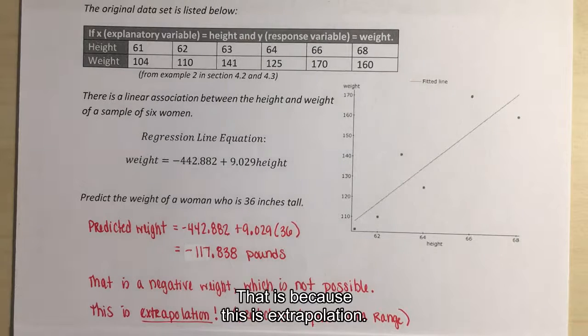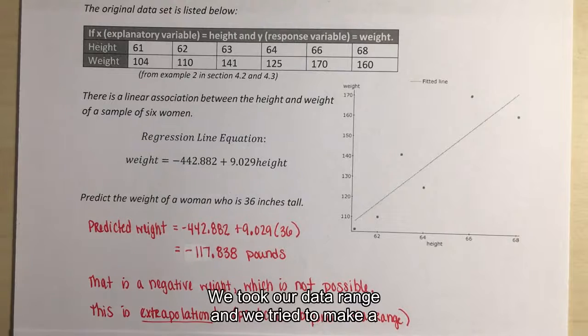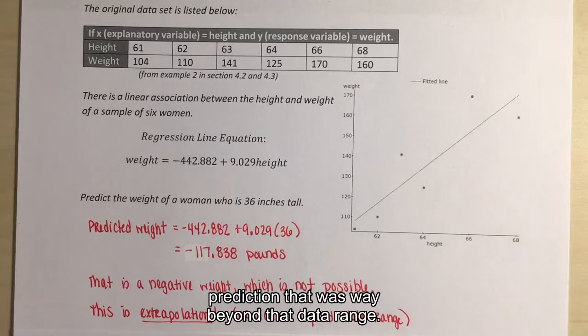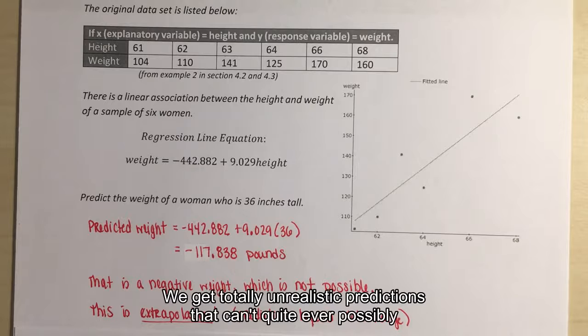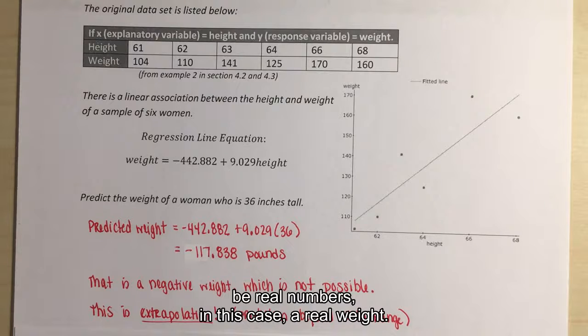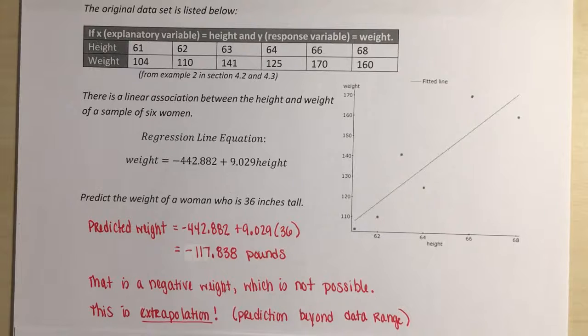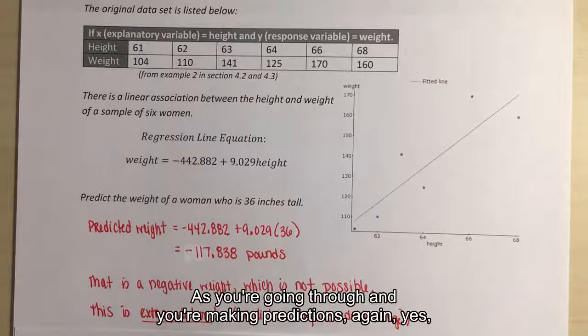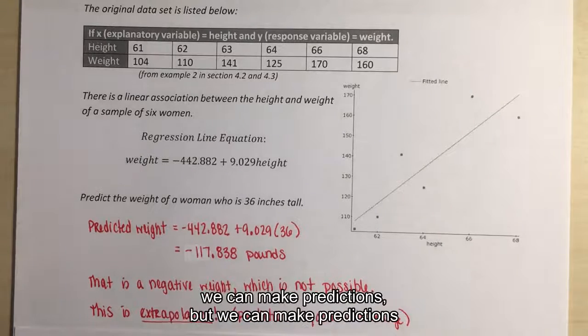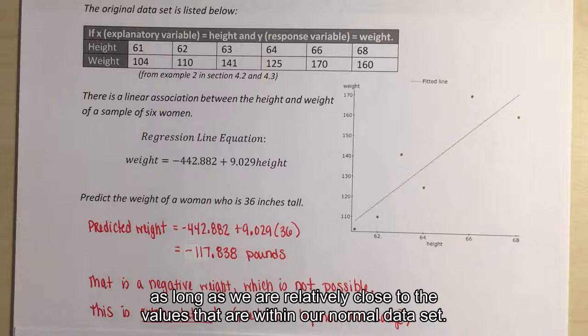That is because this is extrapolation. We took our data range and we tried to make a prediction that was way beyond that data range. So this is one of the other reasons that we want to avoid this. We get totally unrealistic predictions that can't possibly be real numbers, in this case, a real weight. So there are a few questions in this section asking about extrapolation as you're going through and making predictions. Again, yes, we can make predictions, but we can make predictions as long as we are relatively close to the values that are within our normal data set.